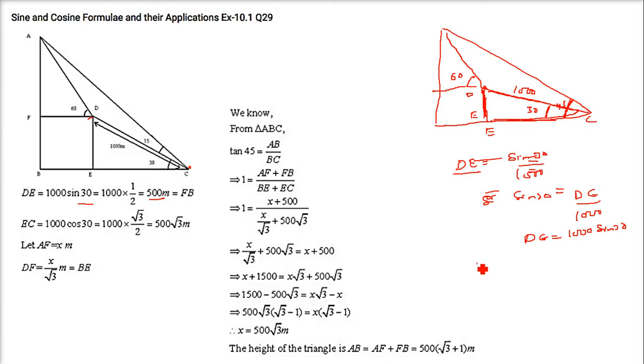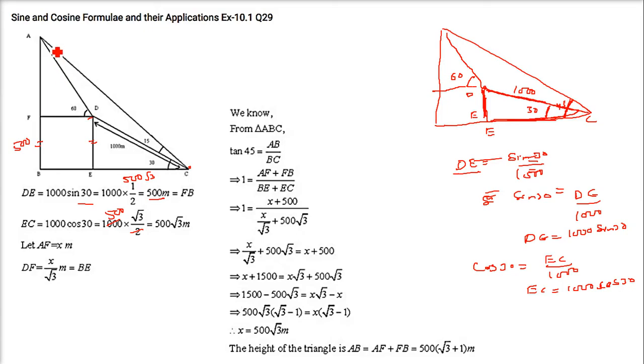Now taking the cos here. Cos 30 will be base upon hypotenuse, that is EC by hypotenuse, which is 1000. EC will be 1000 cos 30. Cos 30 is root 3 by 2, so this will be 500 root 3. So now we got this side EC, which is 500 root 3, and this DE is 500. So this FB will also be 500.